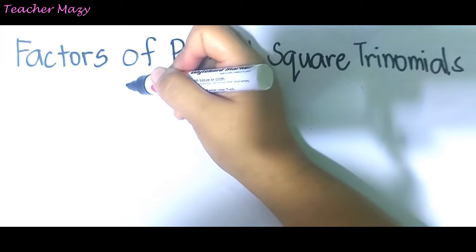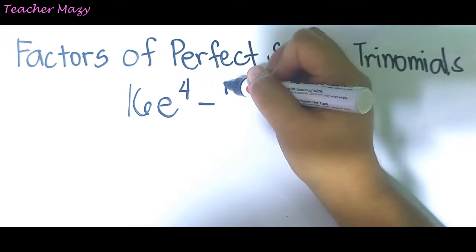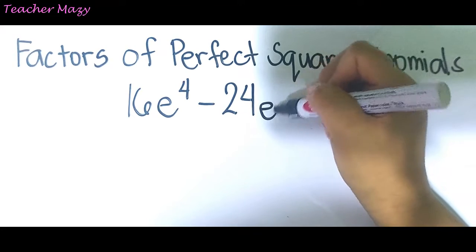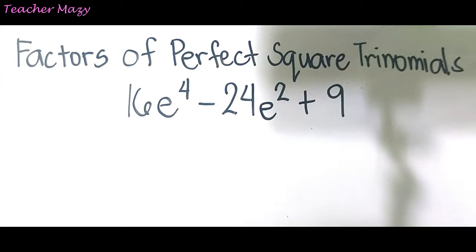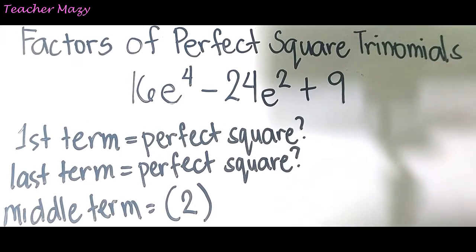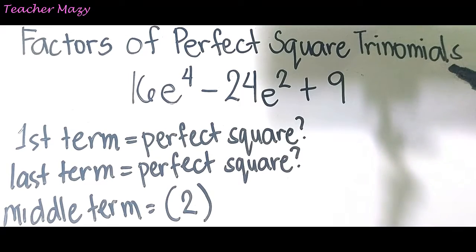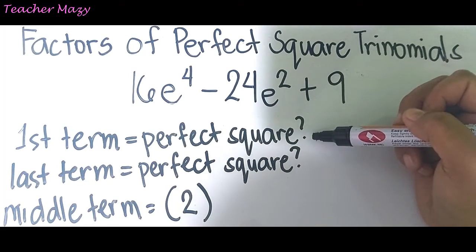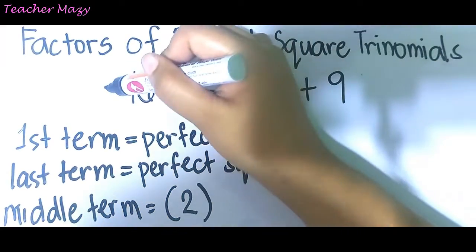Let's say we have 16e raised to 4 minus 24e raised to 2 plus 9. First, let's determine if this is a perfect square trinomial or not. These are the questions we need to answer. First, is the first term a perfect square? Is 16e raised to 4 a perfect square?